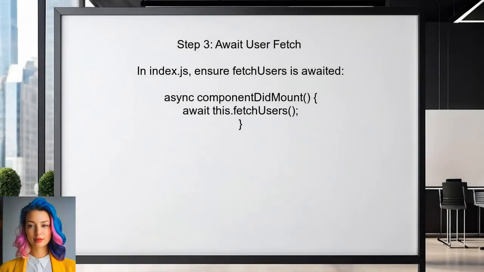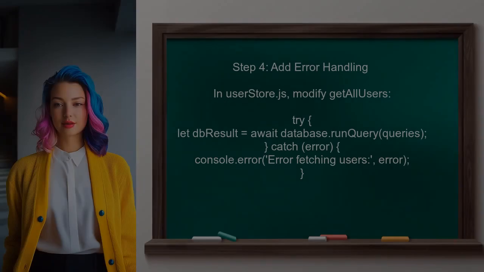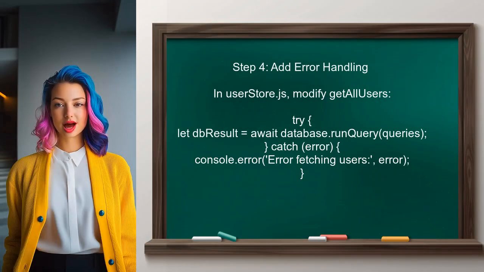Additionally, the user should verify that the fetchUsers method in the app component is correctly awaiting the result from userStore. This ensures that the application waits for the data before proceeding. Finally, the user can add error handling to the async functions to catch any issues that may arise during database operations. This will help in debugging if something goes wrong.